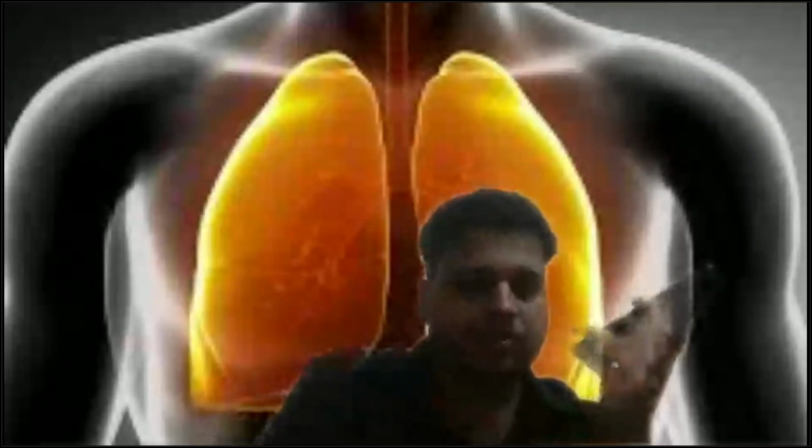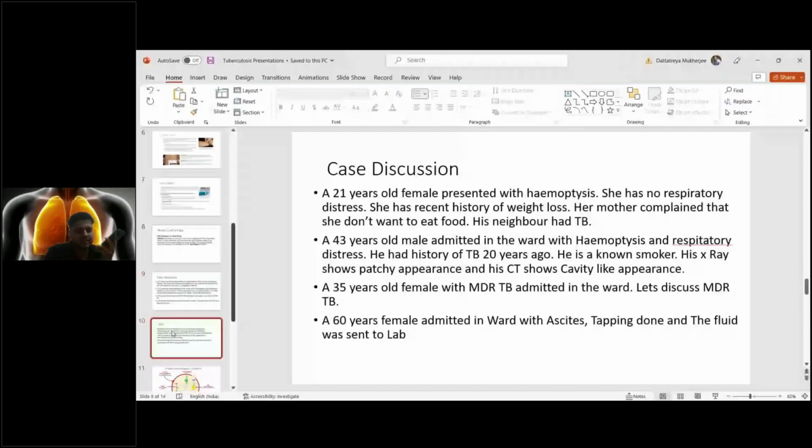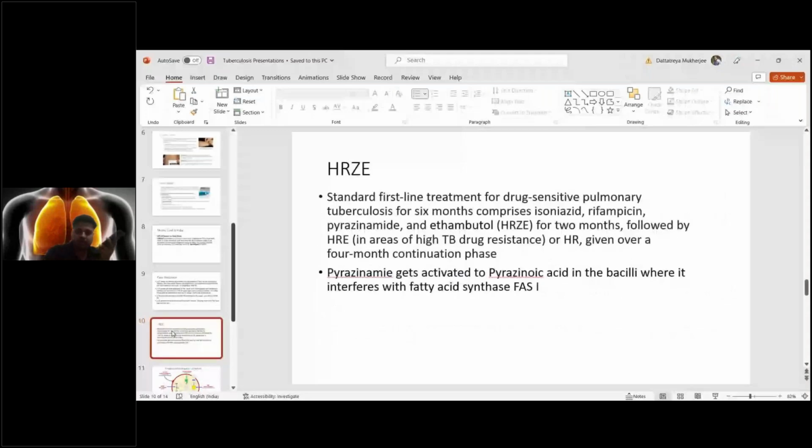This case conference will now be recorded. Extrapulmonary tuberculosis. Now let's talk about the drugs. HRZE is the combination of drugs we usually give for tuberculosis. What are the four drugs? Isoniazid, rifampicin, pyrazinamide, and ethambutol. H for isoniazid, R for rifampicin, Z for pyrazinamide, and E for ethambutol.